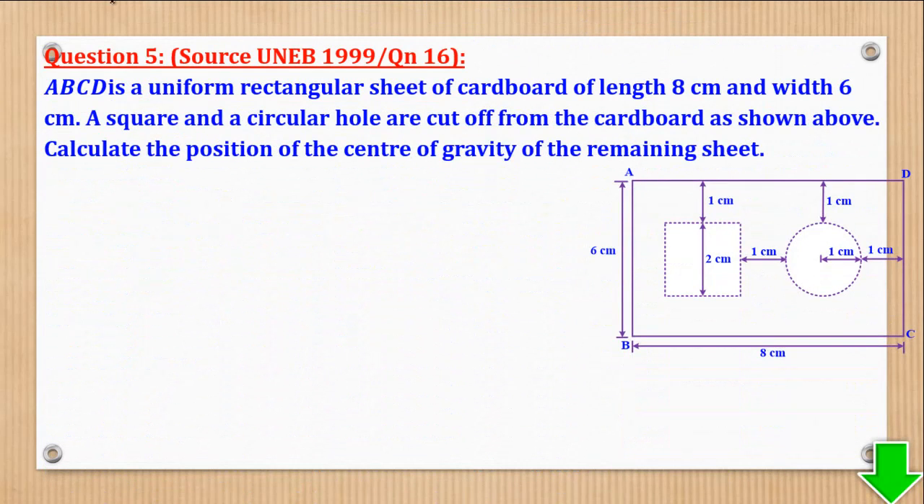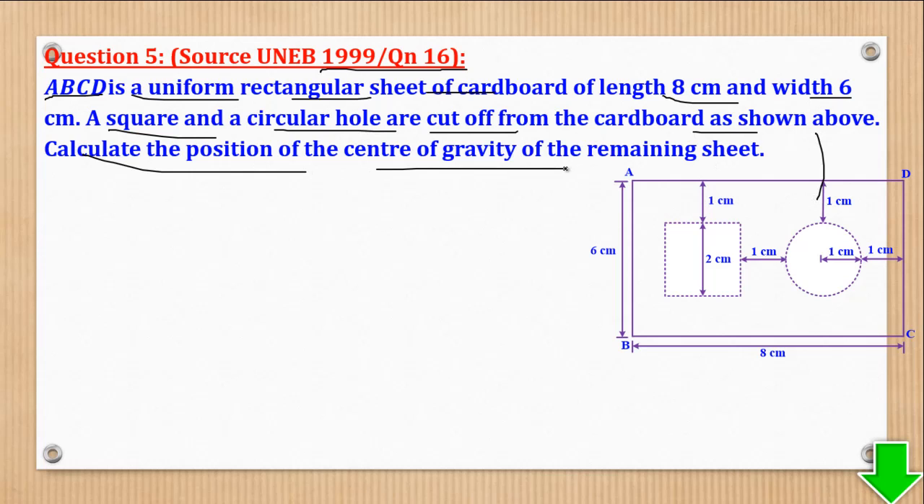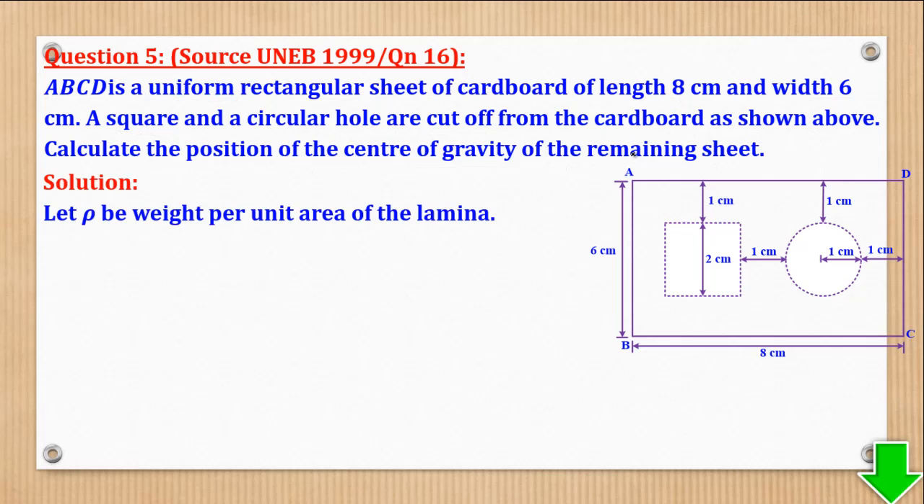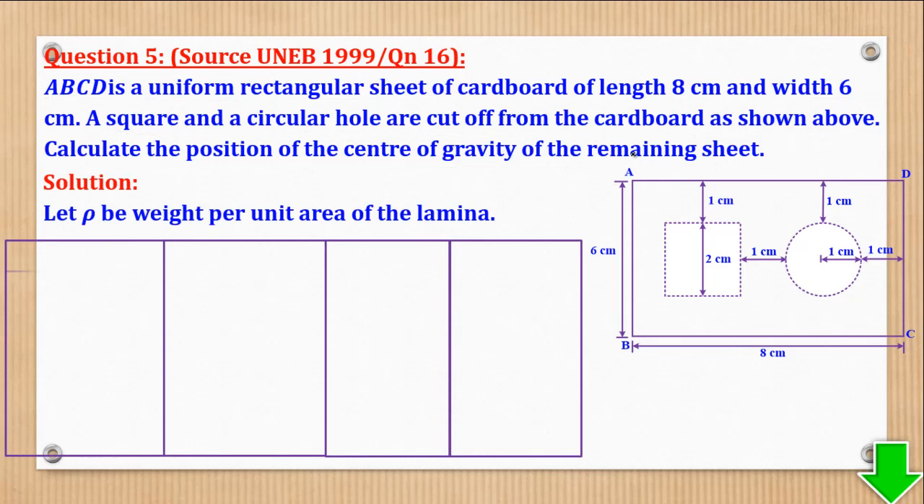Then question 5 came from UNEB 1999, paper 2, question 16, and it says ABCD is a uniform rectangular sheet of cardboard of length 8 centimeters and width 6 centimeters. A square and a circular hole are cut off from the cardboard as shown above. Calculate the position of the center of gravity of the remaining sheet. So let rho be the weight per unit area, and then we tabulate. We need a column of the figure, weight, x-coordinate, and y coordinate.